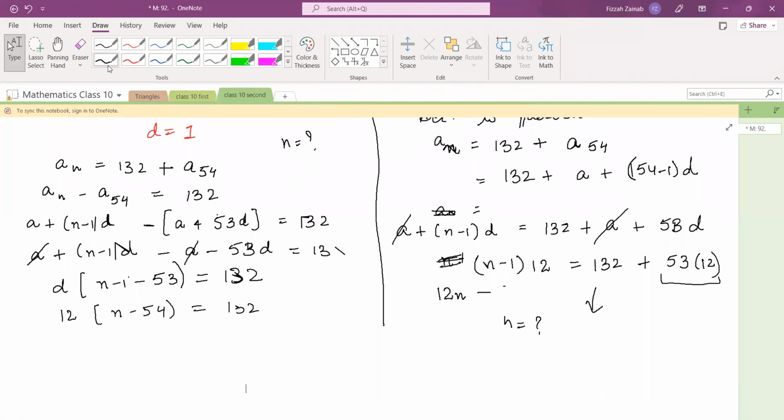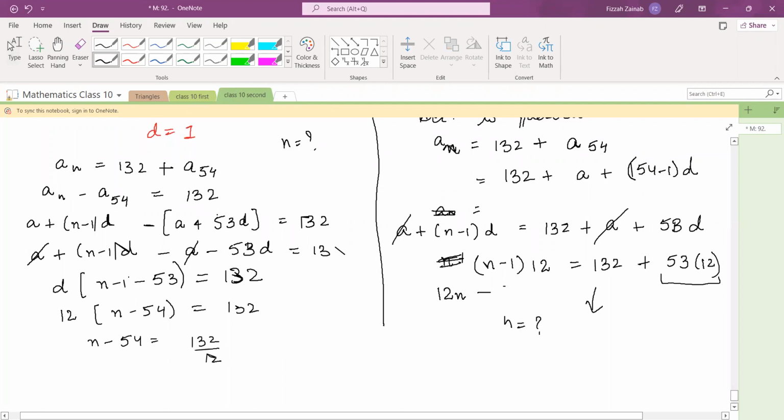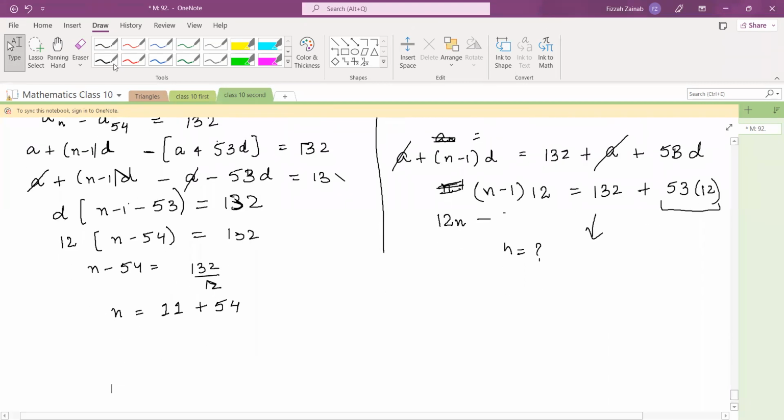So you bring this 12 into the denominator now. So n minus 54 is equal to 132 divided by 12. How much is this equal to? 12 into 1 is 12, and then again 12. So 11, I think, right? n minus 54 is equal to 11. Sorry, 11, and plus 54, correct? This 54 will come here. So that gives you n is equal to how much? 65.